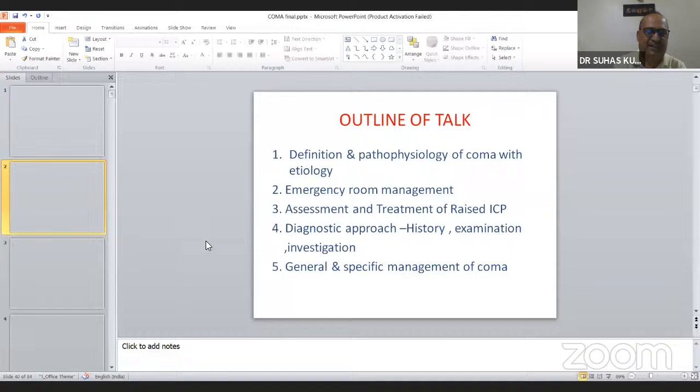And depending on the triaging system, it should be done at the emergency level: prioritize the airway, breathing, circulation, provide the emergency management, and then plan for the further assessment and treatment part.